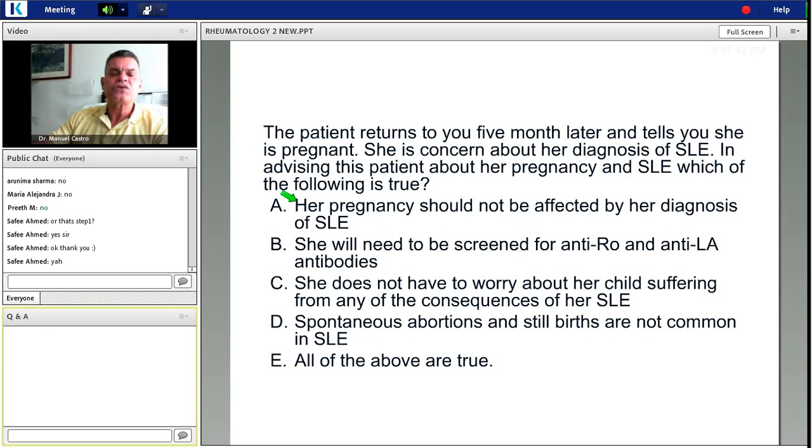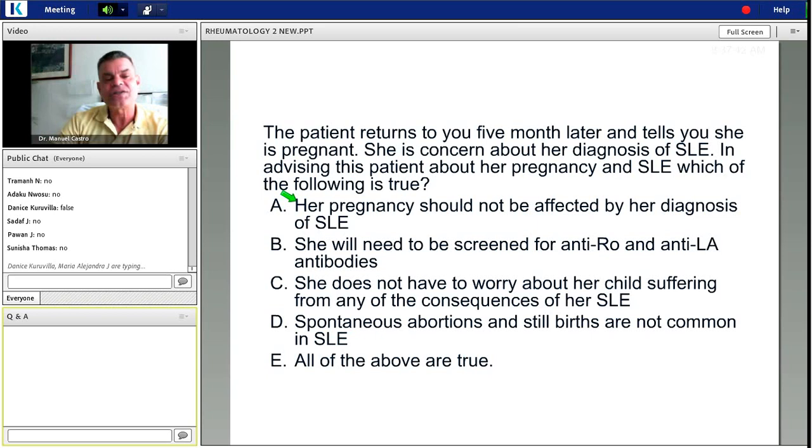So is it true that her pregnancy should not be affected by her diagnosis of SLE? No. She can have second trimester abortions, right? Not only that, if she has anti-Ro or anti-La, her baby can actually be born with a problem. Now, she will need to be screened for anti-Ro and anti-La antibodies. Is that true? Absolutely. She does not have to worry about her child suffering from any of the consequences of SLE. No, the problem is not in the kid, the kid's going to be fine, he's going to be born perfect?